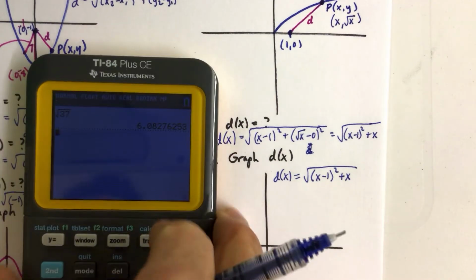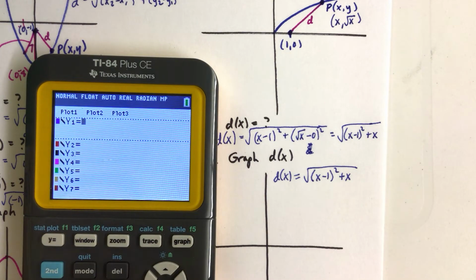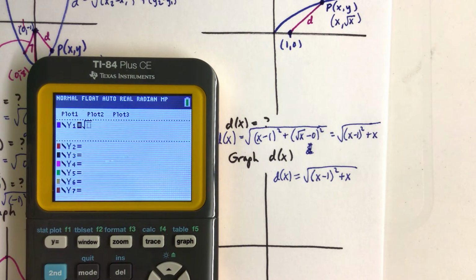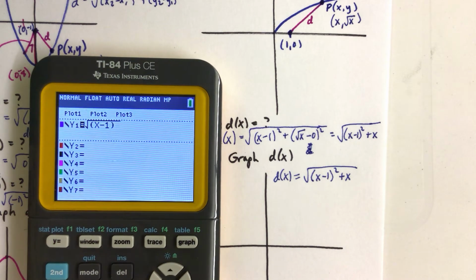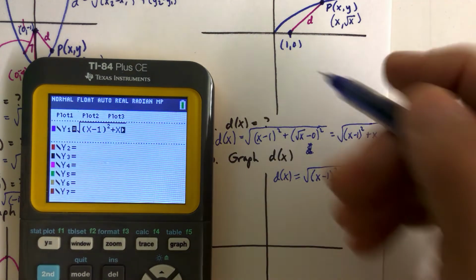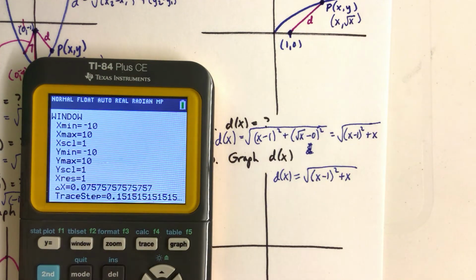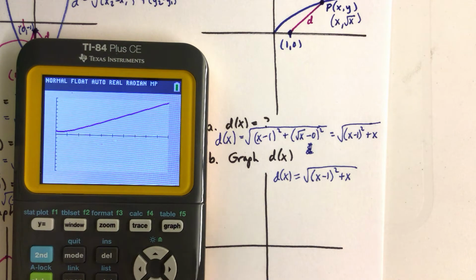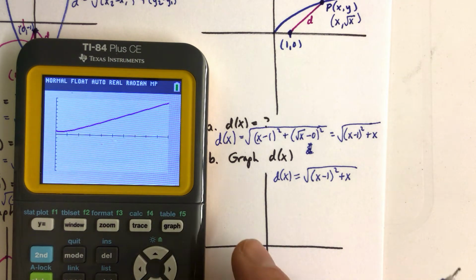And if we type that into our calculator, if we define our y1 to be the square root of (x minus 1) squared, and then plus x, let's just go ahead and graph that. Now notice that x can't be less than 0, so we're going to start our x at 0, and x could be anything greater than or equal to 0. And then we draw the graph. It looks like that.